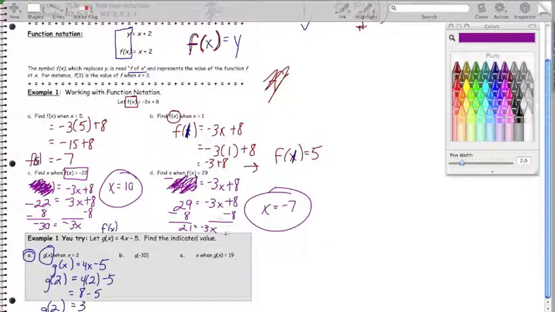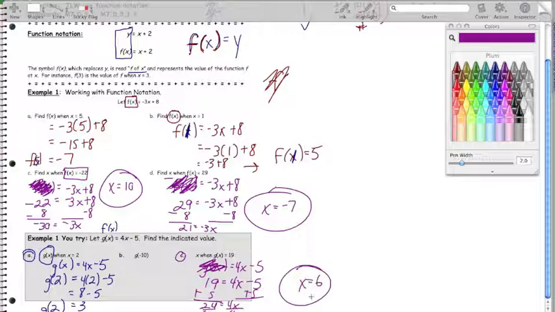All right, let's try letter C down here. We'll come back to letter B. Find x when g of x is 19. So I start with my original, g of x, which equals 4x minus 5. G of x is 19, so that goes away. That whole thing is 19. They want me to find x. So I'm going to add 5 to both sides. I get 24 is equal to 4x. Divide by 4. X equals 6. Okay? All right, now we skipped this one that was right here.